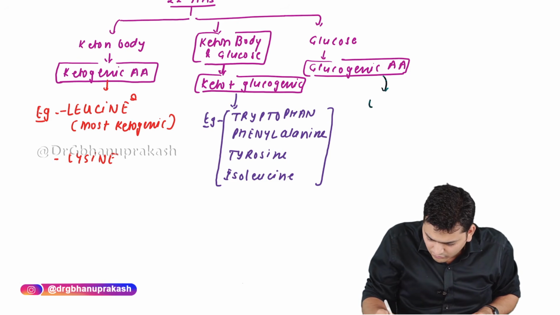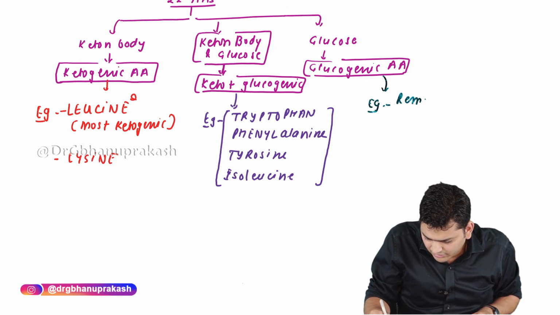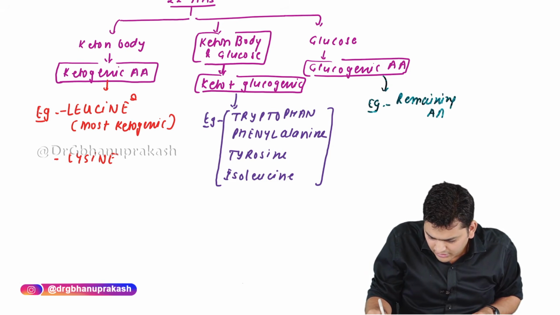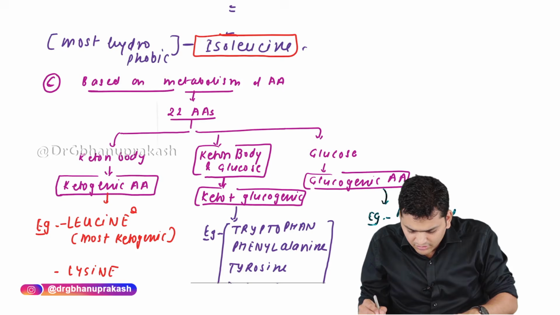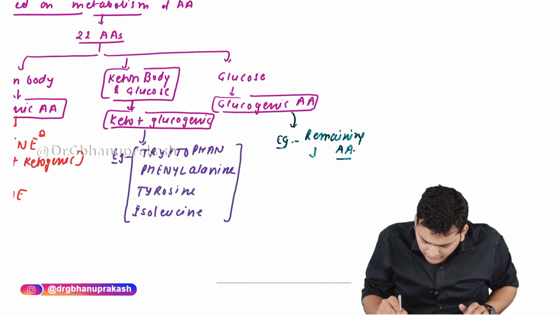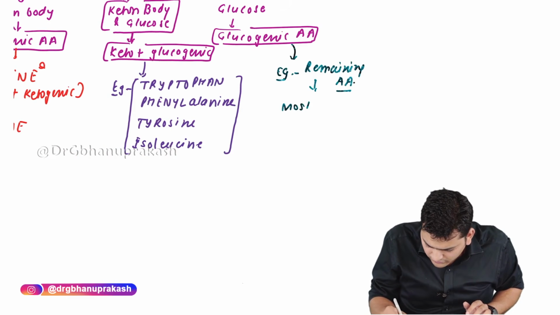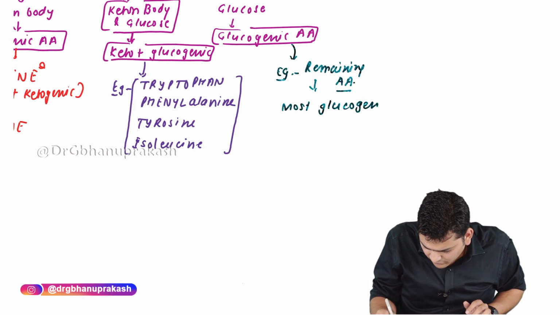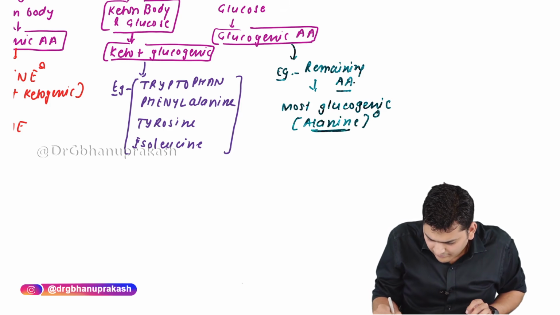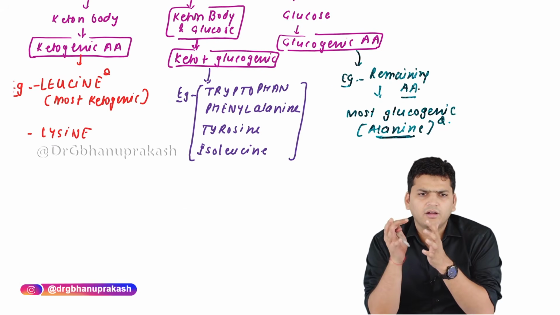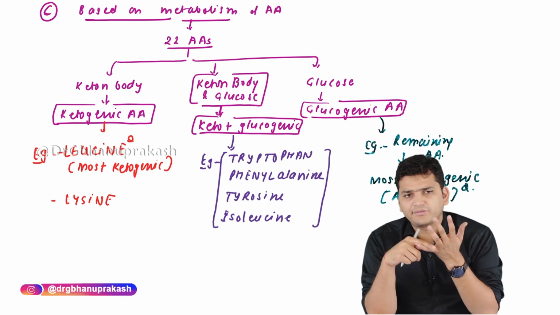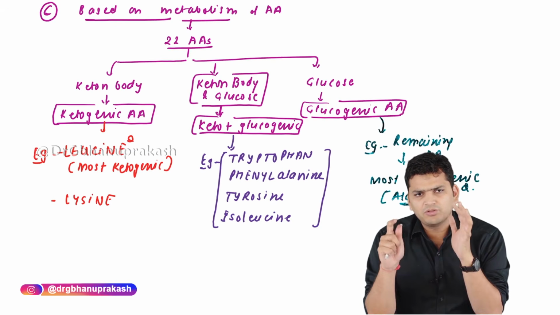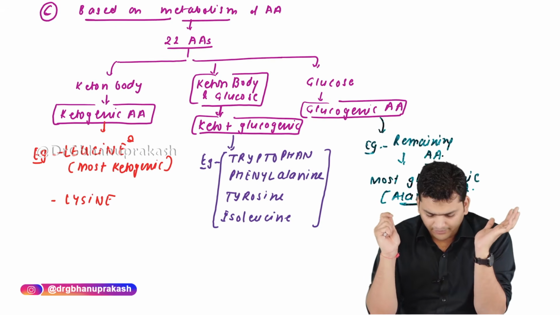The remaining amino acids are all glucogenic. Remaining all the 16 amino acids are glucogenic. But if they ask which is the most glucogenic among the remaining ones, the answer is alanine. So most ketogenic is leucine, most glucogenic is alanine. So this is the third classification, based on the metabolism of amino acids: ketogenic, keto plus gluco, and glucogenic.